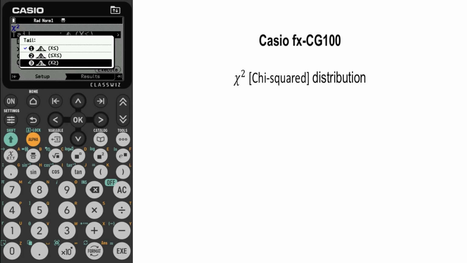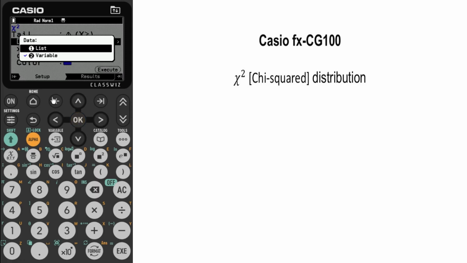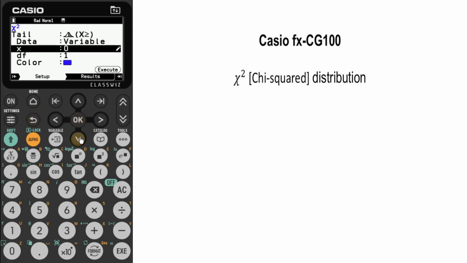When we look at the statistical tables, the values in those statistical tables are those which a random variable with the chi-square distribution on v degrees of freedom exceed with the probability shown in those tables. So we normally use this. We can select data from a variable or a list. Here is where we input x. Here is where we've got the degrees of freedom.